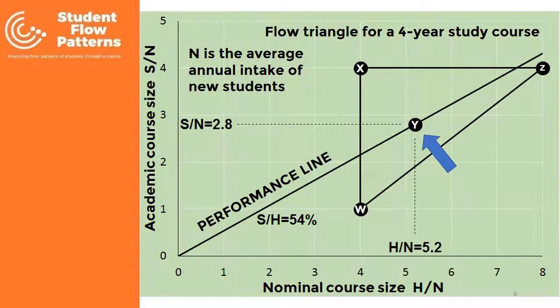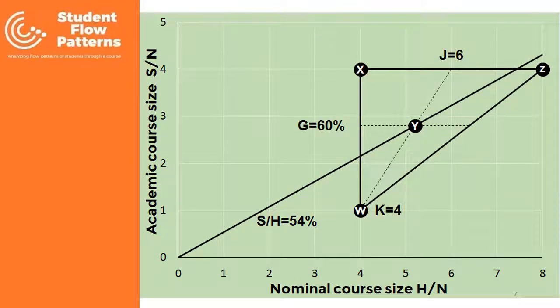A study course having specific H and S values is shown as point Y in the diagram. The flow performance of students through the course is simply defined by the performance line given by the ratio S over H. The best performance, namely 100%, is found at the top left-hand corner X of the triangle. In short, the performance line is used to sweep the position Y of the study course into the best performance corner. The recent theoretical work also reveals that the position of Y is connected to each of the improvement interventions mentioned earlier on and in the following way.